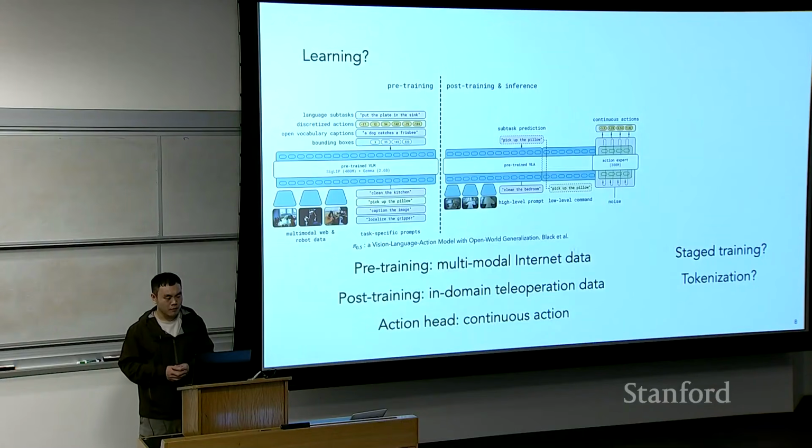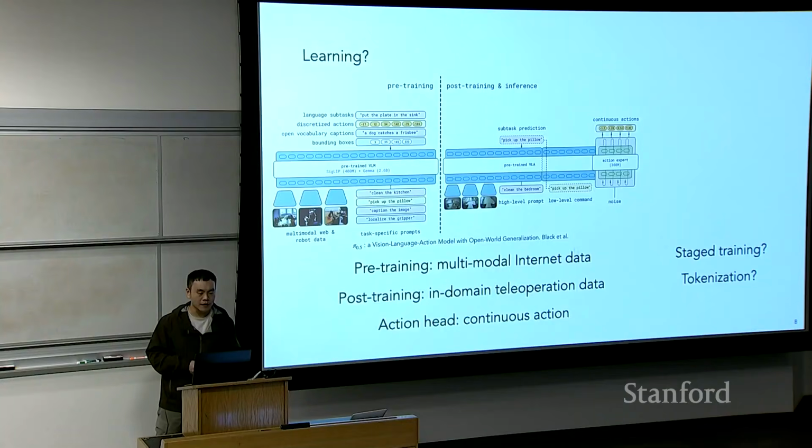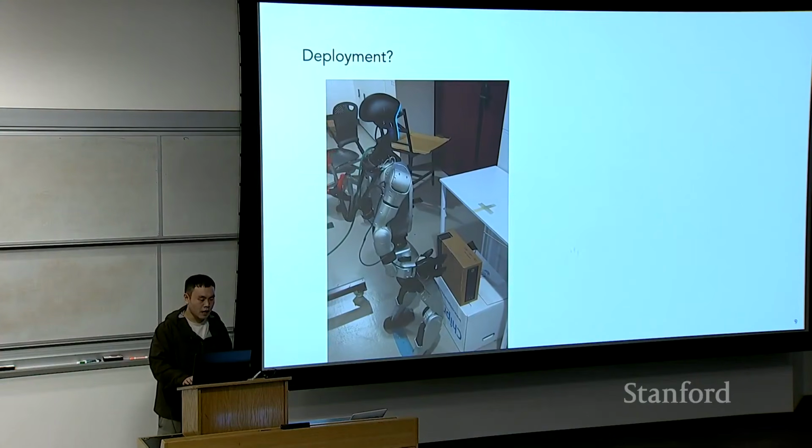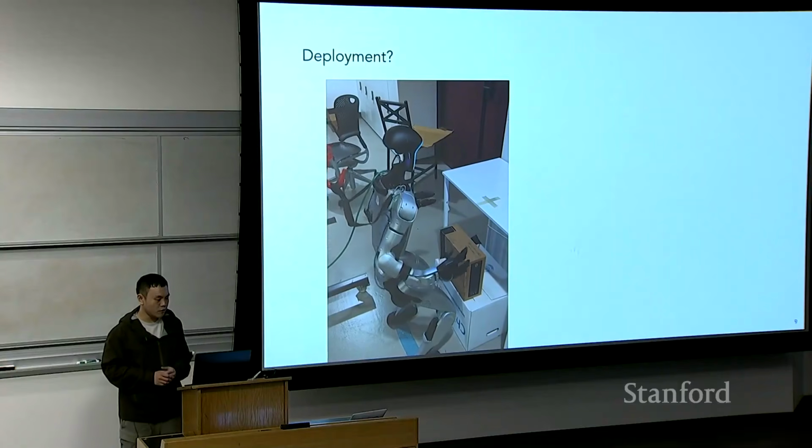So all of those are some outstanding questions that needed to be answered for humanoid loco-manipulation. And also equally important is deployment. As we all know, we try to deploy some algorithm into the real robot in real time.